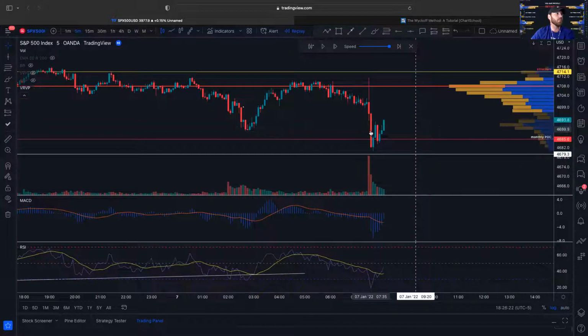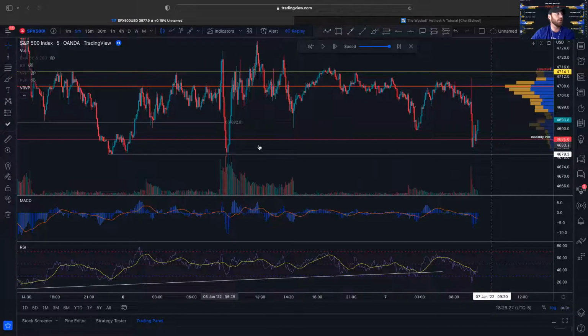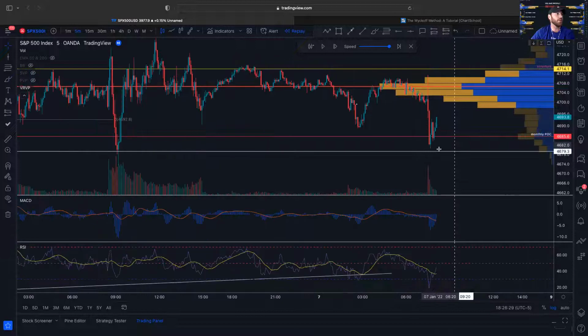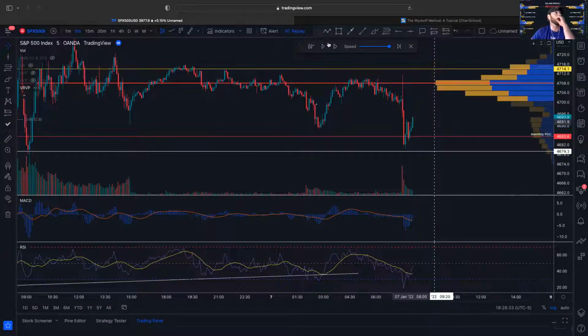But now we're getting into some high volume on this drop right here. We're coming into this area as well, and we didn't get good volume bouncing off of it. So that's interesting. We got to see what's going to happen.